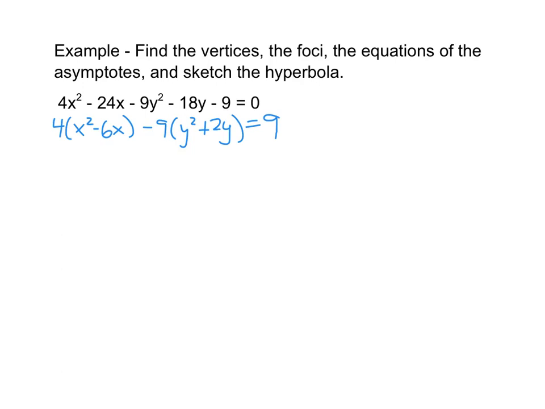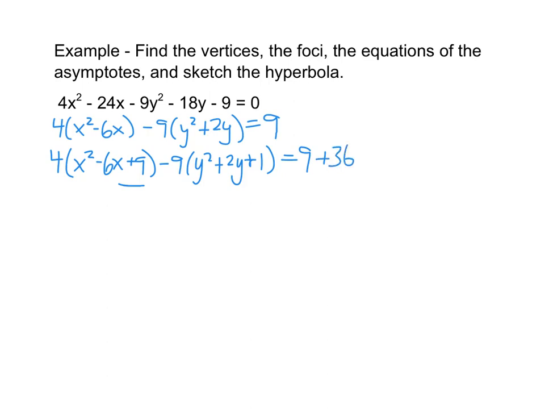We're really completing the square twice, once with the x's and once with the y's. So when we add our b divided by 2 squared term here, we will have negative 6 divided by 2 squared, which is 9. And for the y's, 2 divided by 2, which is 1, squared, which is 1. Keep in mind, though, that we didn't actually add 9 here. We added 36 because this 9 is being multiplied by 4. So to keep our equation balanced, we need to add 36 on the right to correspond to this.